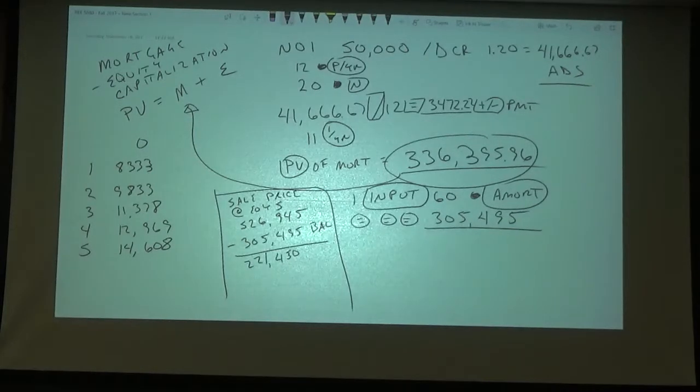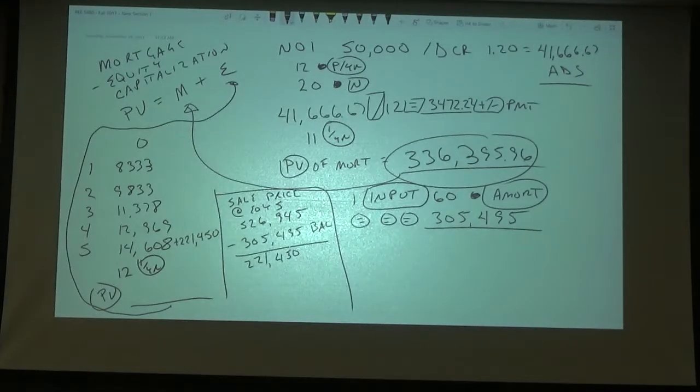Okay? All right. Now, what you're going to do is take the $221,450 and add it to that final cash flow. All right? And you're going to use a 12% discount rate and solve for present value. Whatever answer you get for that is now going to be the value of your equity. You're going to add those two numbers together. That is the total value of the property. Does that make sense? Okay, so let's go ahead and do that real quick.